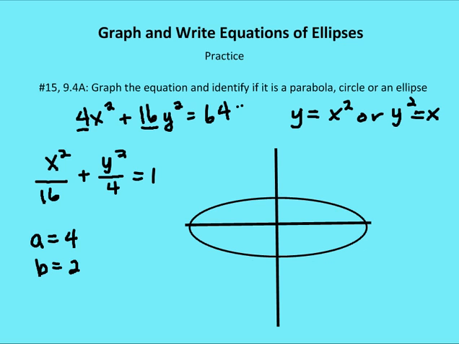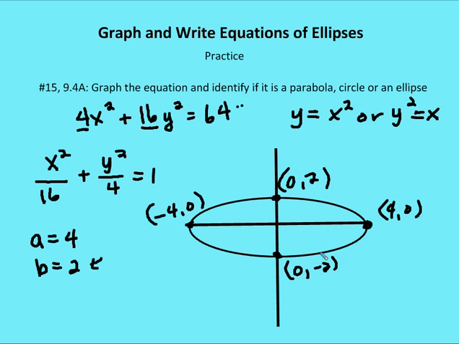I can identify my co-vertices as (0, 2) and also at (0, negative 2), and my vertices, because they correspond to the a value, at (negative 4, 0) and (4, 0). So now I've properly identified this as an ellipse. I've identified the vertices and co-vertices, and I've graphed the ellipse.